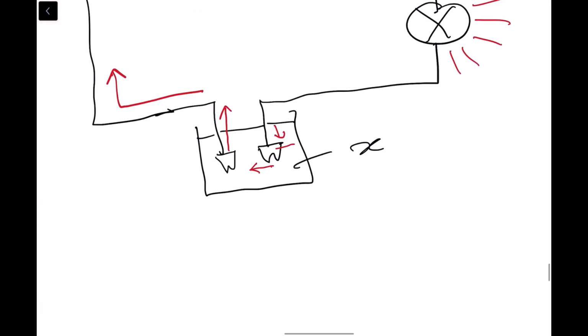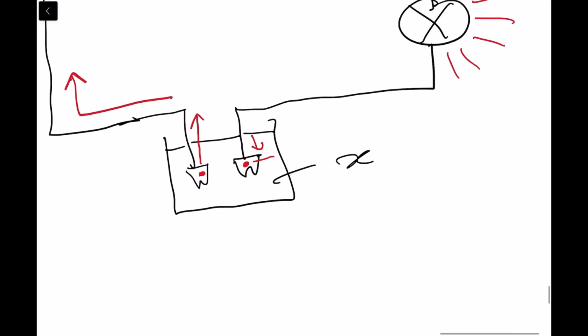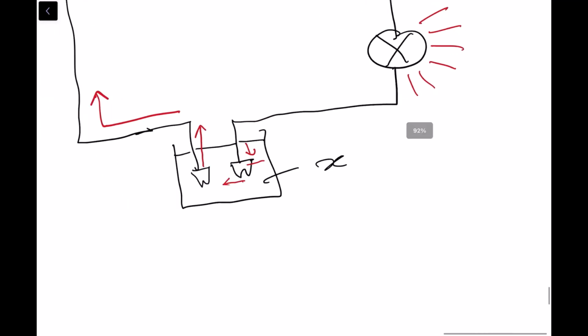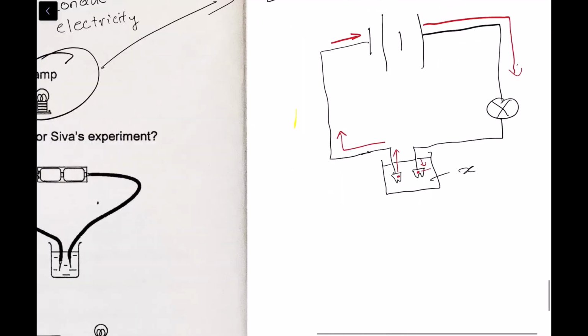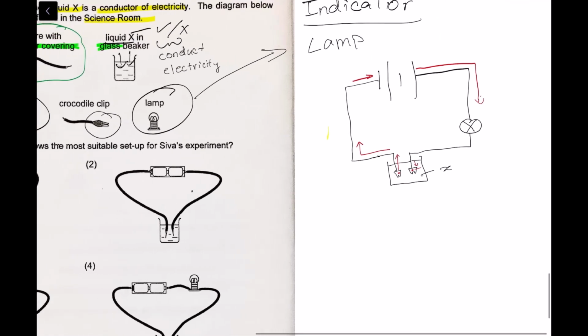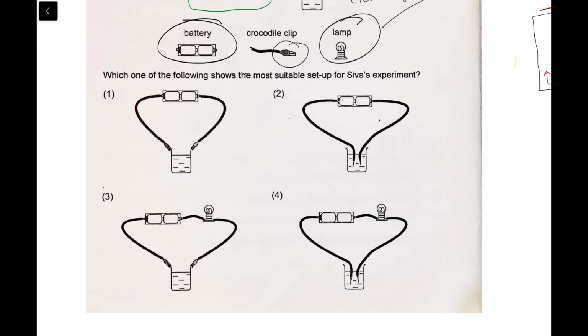However, let's say X is not a conductor of electricity, then an open circuit would be formed because current would not be able to travel from this clip to this clip. There would be an open circuit which is formed. So in that case, the bulb will not light up, and that helps us to identify whether X is or is not a conductor of electricity. So this should be the ideal setup for this scenario. So now let's look at our options.